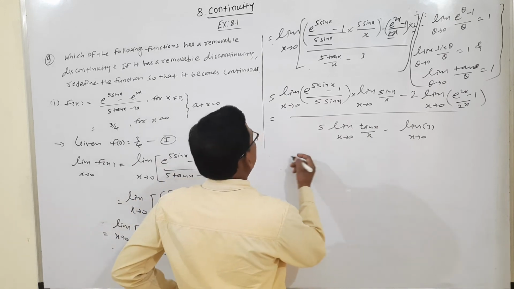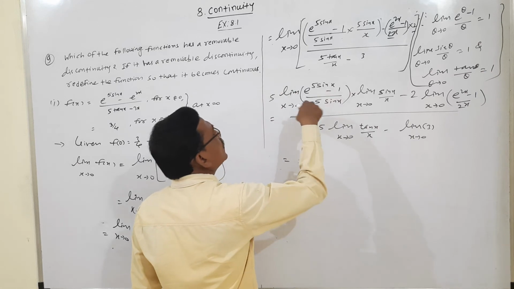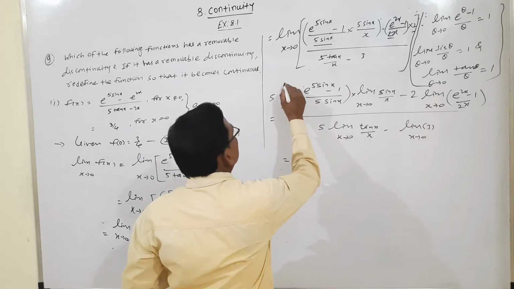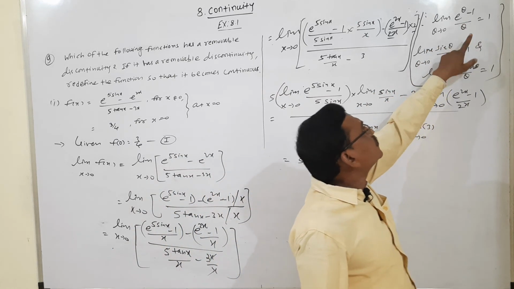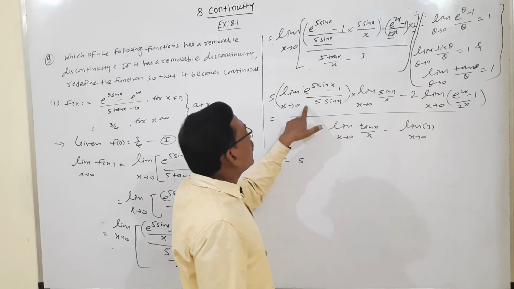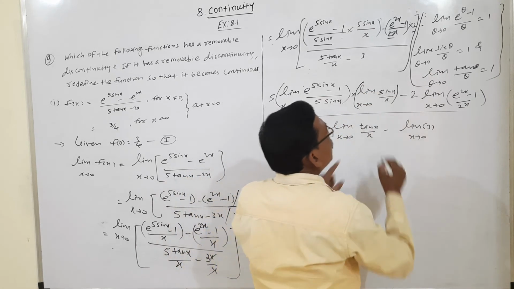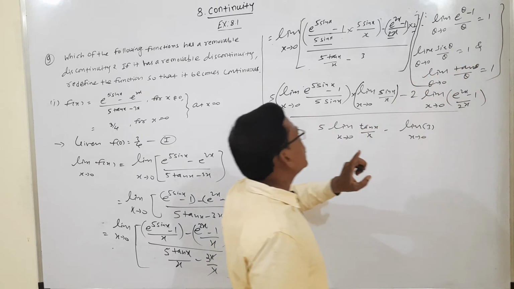So therefore it gives 5 into its value is here. Okay. Limit of e raised to theta minus 1 upon theta as theta tends to 0 gives 1. So its value is 1. Again its value is 1. Limit of sin theta upon theta as theta tends to 0 gives 1. These are the basic formulae.